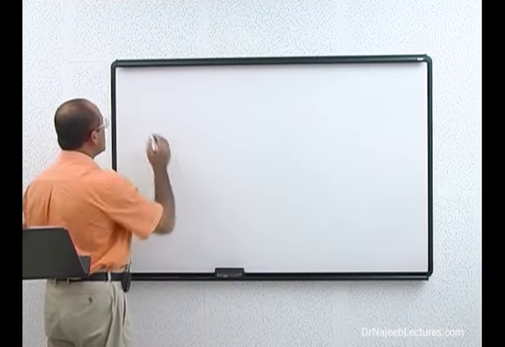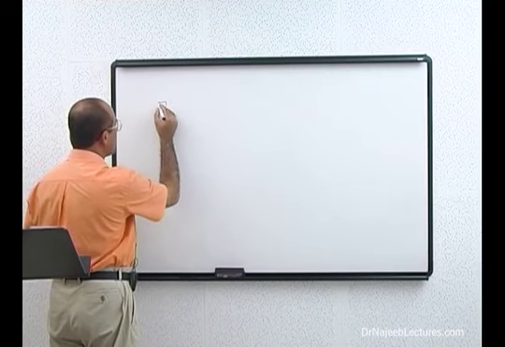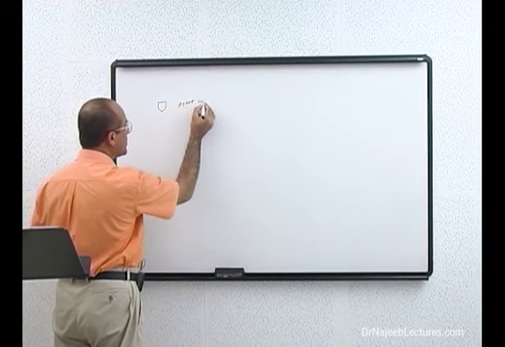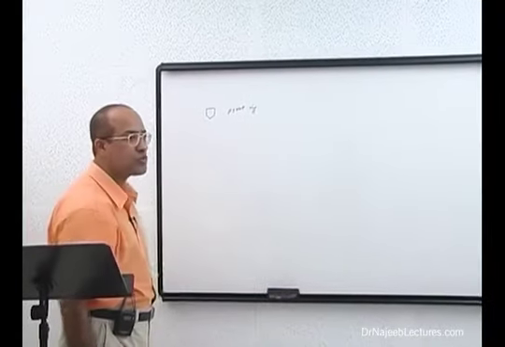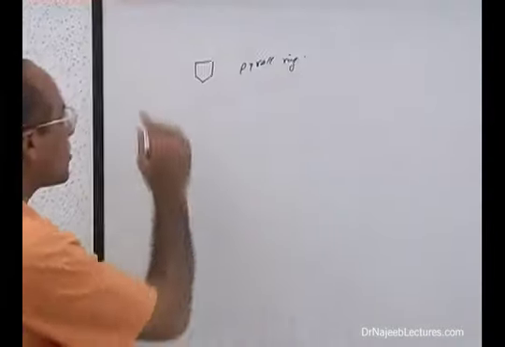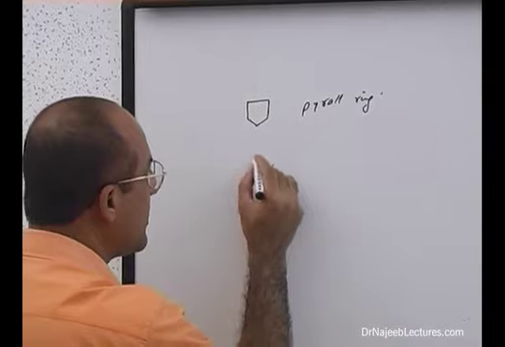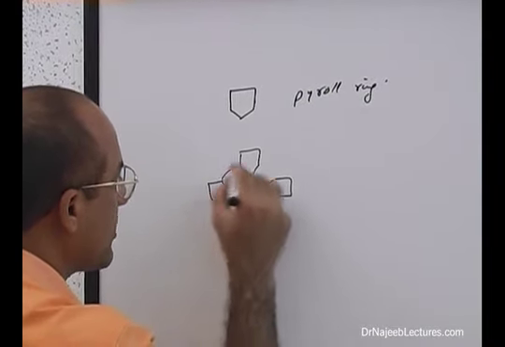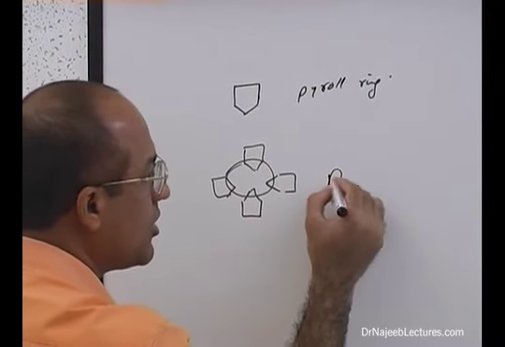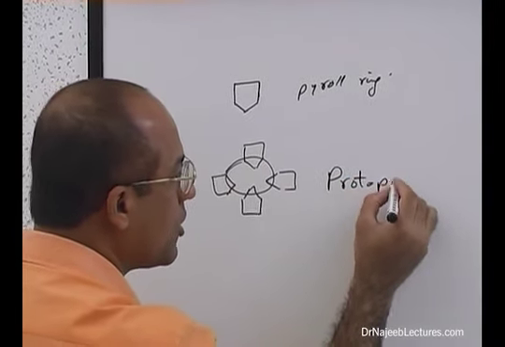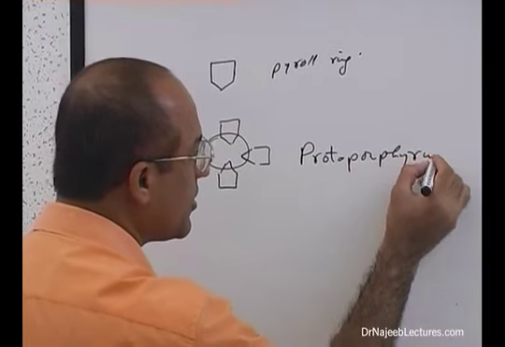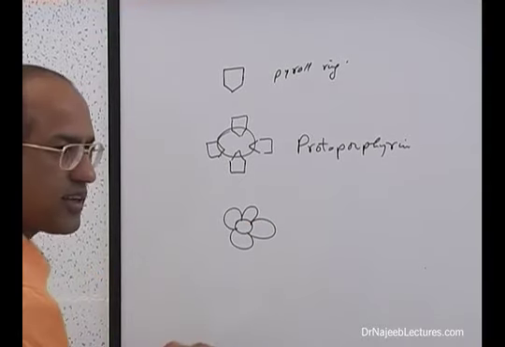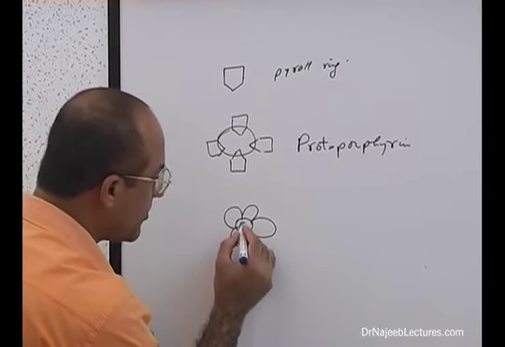During the synthesis of hemoglobin, the first molecule which is made is called the pyrrole ring. So erythroblasts first of all produce pyrrole rings. Then 4 pyrrole rings are put together, assembled. These are 4 pyrrole rings. If they are put together, this structure is called protoporphyrin.